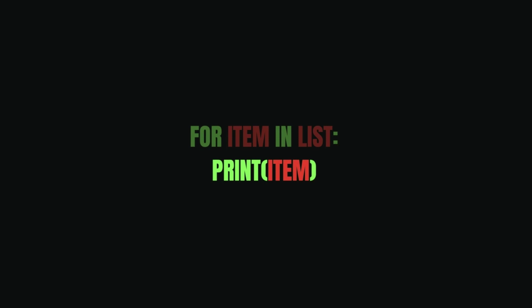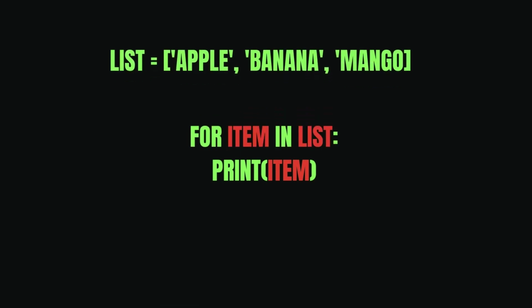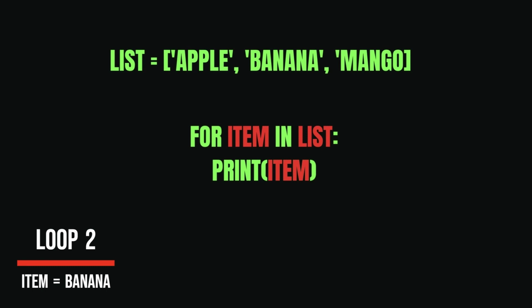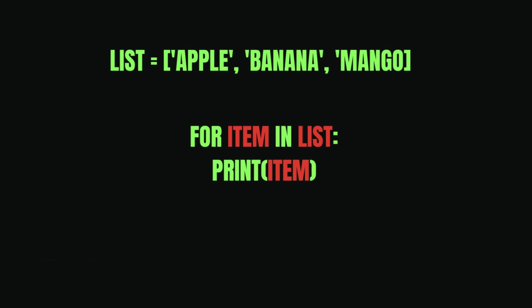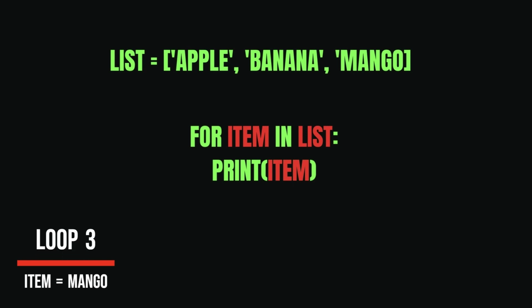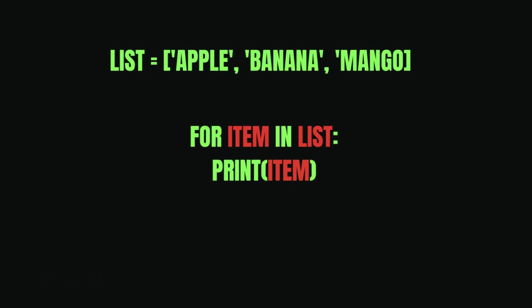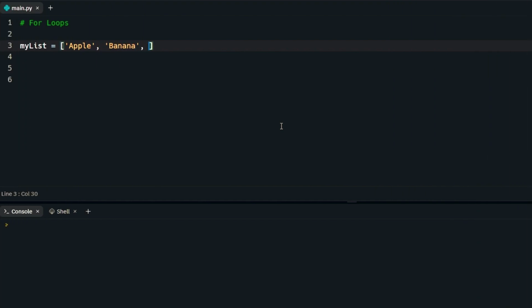In this case, the loop will run 3 times, and each time it will print the item that it's on. On the first loop, the item will be equal to apple, then the code inside the loop will run, and in this case we are just printing the item out, so apple will be printed out. On the next loop, the item will be equal to banana, so banana will be printed out. Finally, on the last loop, the item will be equal to mango, and therefore mango will be printed out. After the last loop, the loop is over and the program continues on the next line.